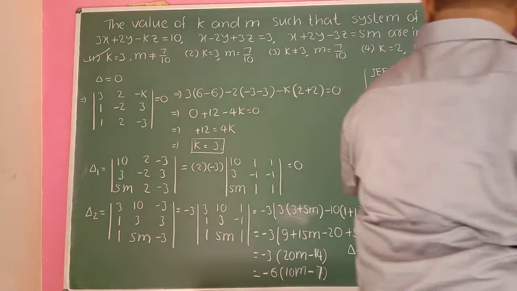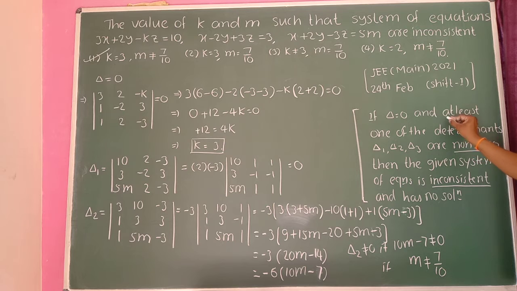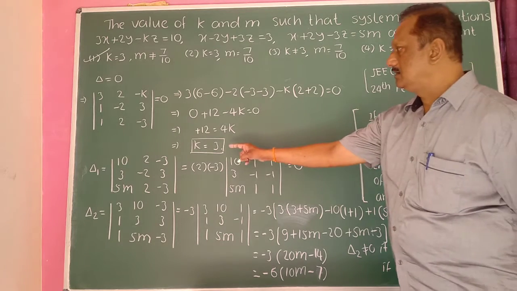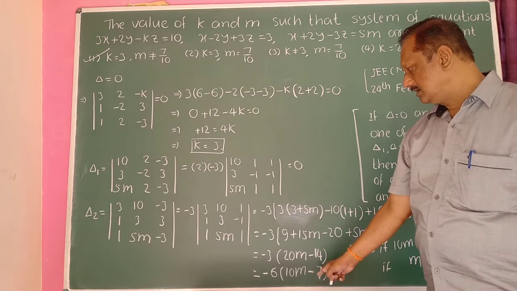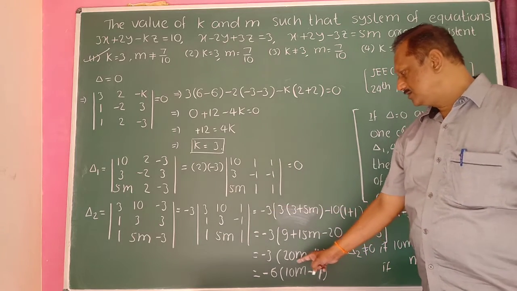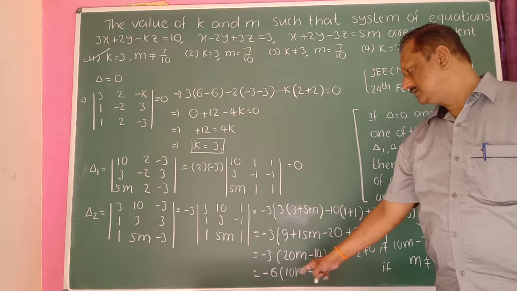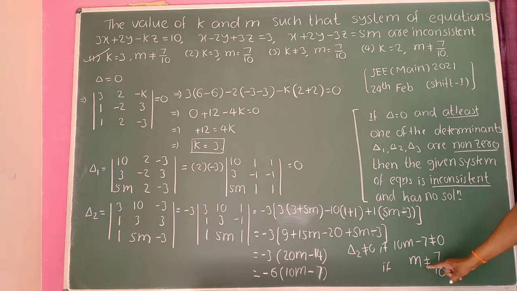Okay, according to this condition here, at least one of the determinants delta 1, delta 2, delta 3 is non-zero. Delta 1 is already 0. Then delta 2 is the same here. So delta 2 cannot be 0 means this should be not 0. If this is not equal to 0, it means m is not equal to 7 by 10. Okay.